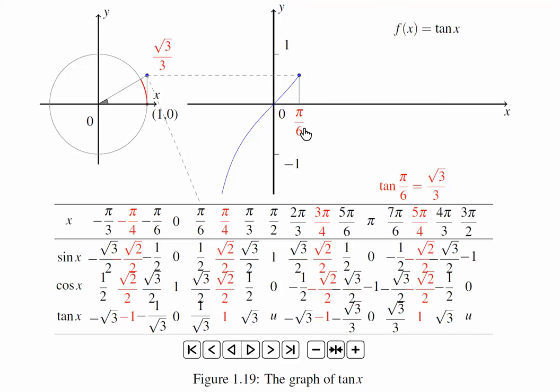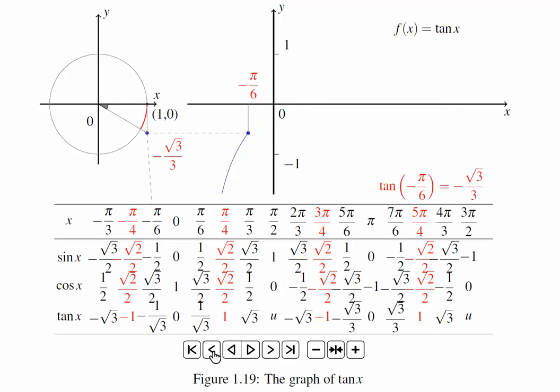One is you choose pi over 6 positive. Another is you choose negative pi over 6 for the value x. Okay, so point it right here. Okay, so numerically, you will see sine negative pi over 6 is negative 1/2. Okay, and then you have a cosine negative pi over 6 numerically is x coordinate, which is radical 3 over 2.